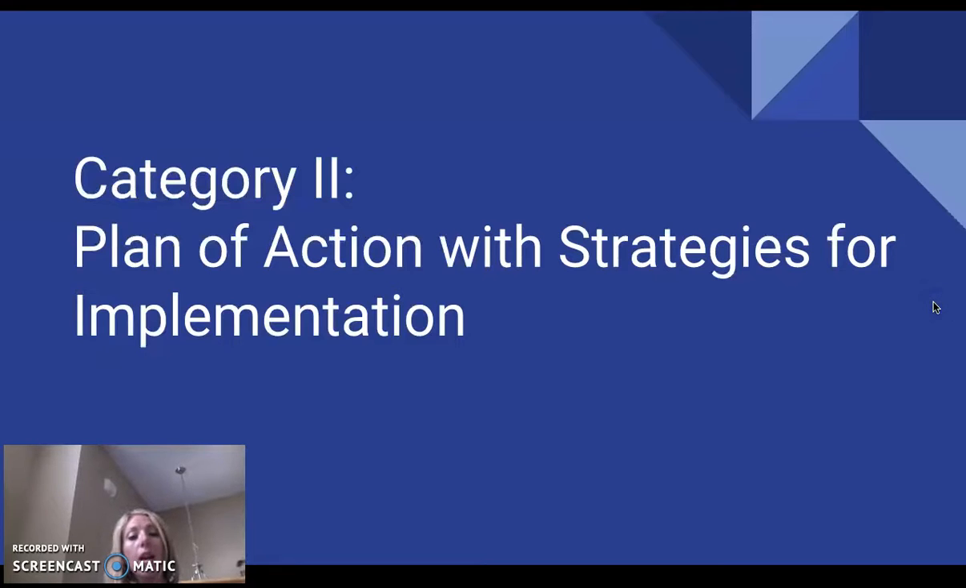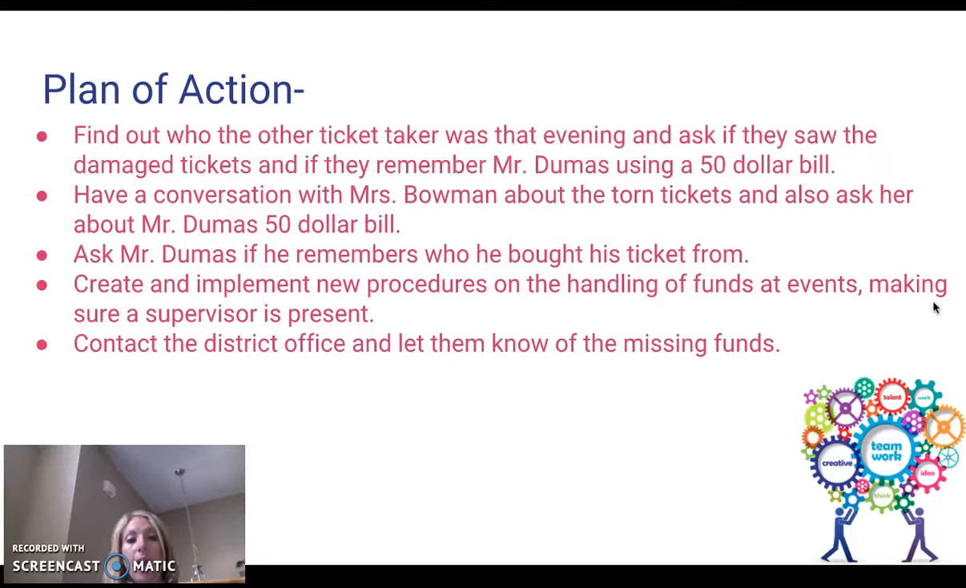Category 2, plan of action with strategies for implementation. So my plan of action would include an investigation to find out who that other ticket taker was that evening and ask if they remember seeing those damaged tickets that Mrs. Bowman claimed there were. And also, do they remember Mr. Dumas using a $50 bill to buy his ticket? I would also need to have a follow-up conversation with Mrs. Bowman about the torn tickets, asking where they were if she did not turn them in, and ask her if she remembers Mr. Dumas using that $50 bill to buy his ticket.